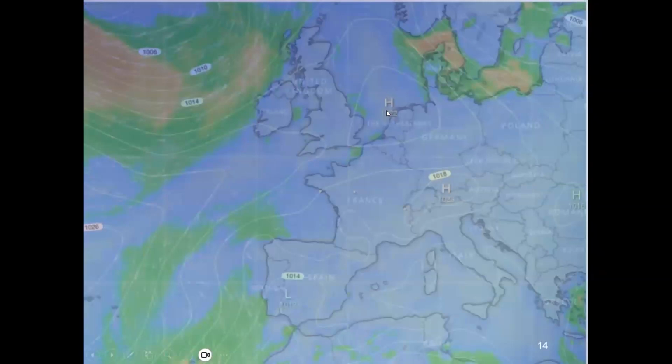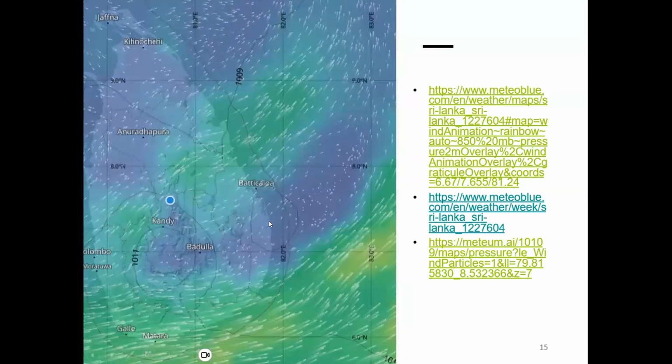In the high pressure, the winds are always directed parallel to the isobars. Just before this, I took some satellite animations. You can see the present situation in Sri Lanka, with some low pressure and high pressure regions. The wind is always blowing in that direction. Shall I go to that slide quickly? That may be interesting to you.